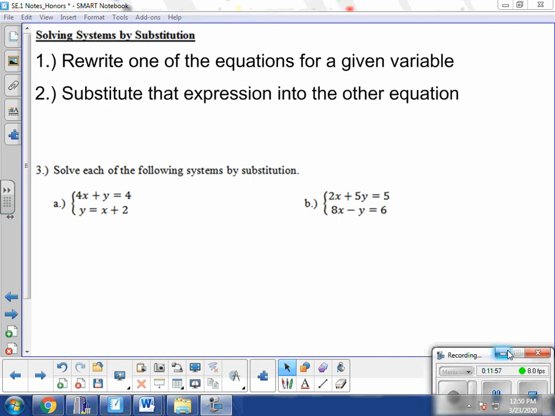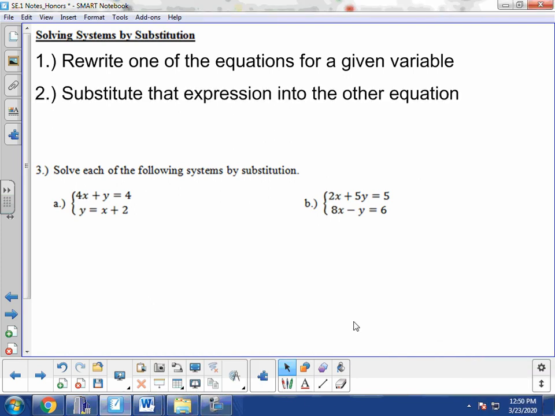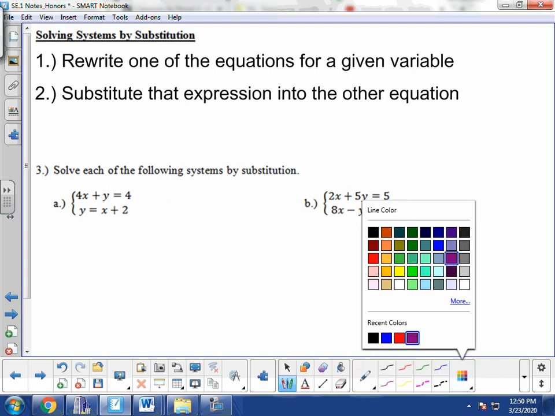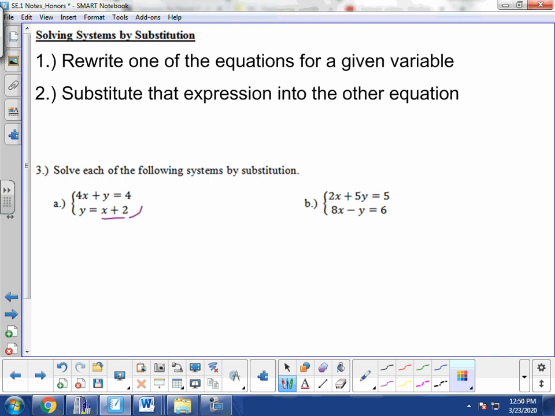The second step is where the substitution comes in. So it says substitute that expression into the other equation. So let's go ahead and do this in 3a. So already y is written by itself. Now I'm going to take the expression that y is equal to, this x plus 2, and I'm going to substitute that into the first equation for y. So that would give me 4x plus, now instead of y, I'm going to replace that with x plus 2, equal to 4.